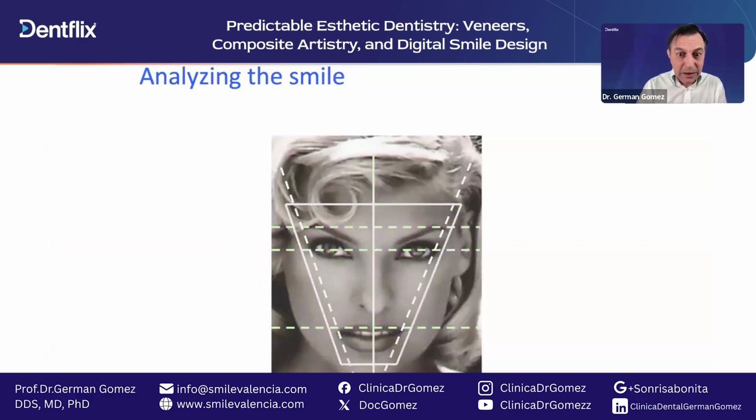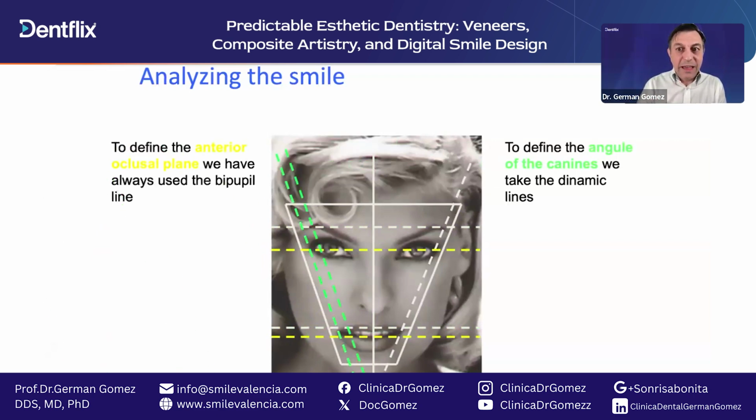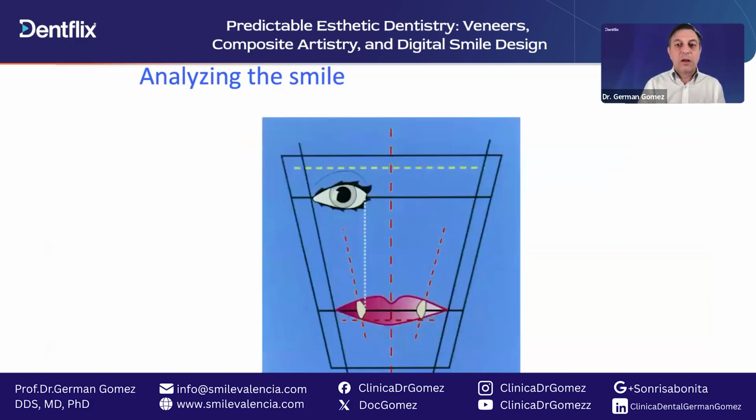But that gives us first the occlusal plane and then the angulation of the canines, how the canines should be angulated. You see here the line from the eyes to the smile, and then, following that line, parallel to that line, the angulation of the canines. And the angulation of the canines tells us how we have to angulate all the other teeth.